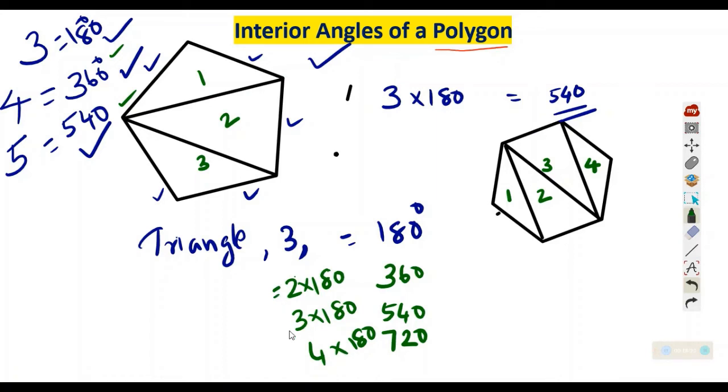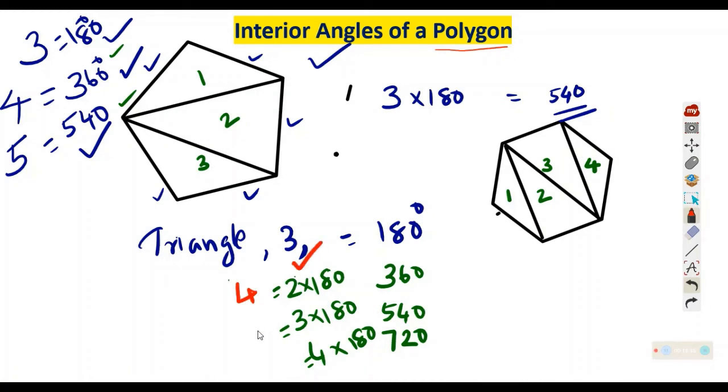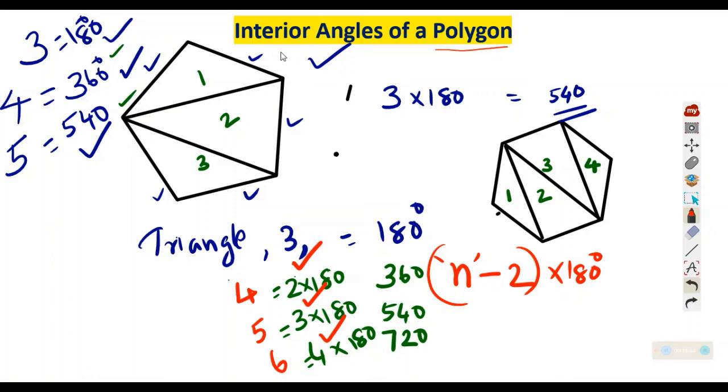That means there is a series. When the figure was four-sided, we multiplied 180 with 2. Five-sided, multiplied 180 with 3. Six-sided, multiplied 180 with 4. That means if n is the number of sides, then n minus 2, into 180 degrees, will be the interior angles of a polygon. I stop here. Very clear.